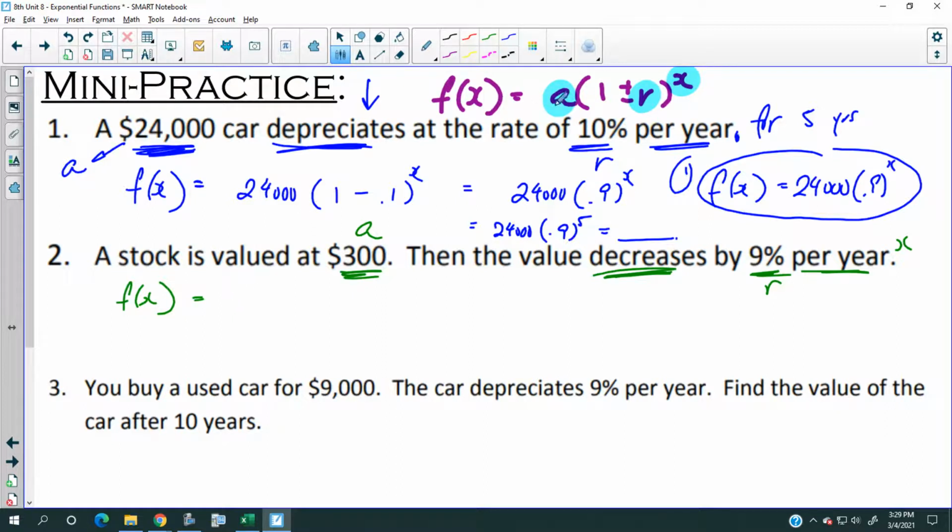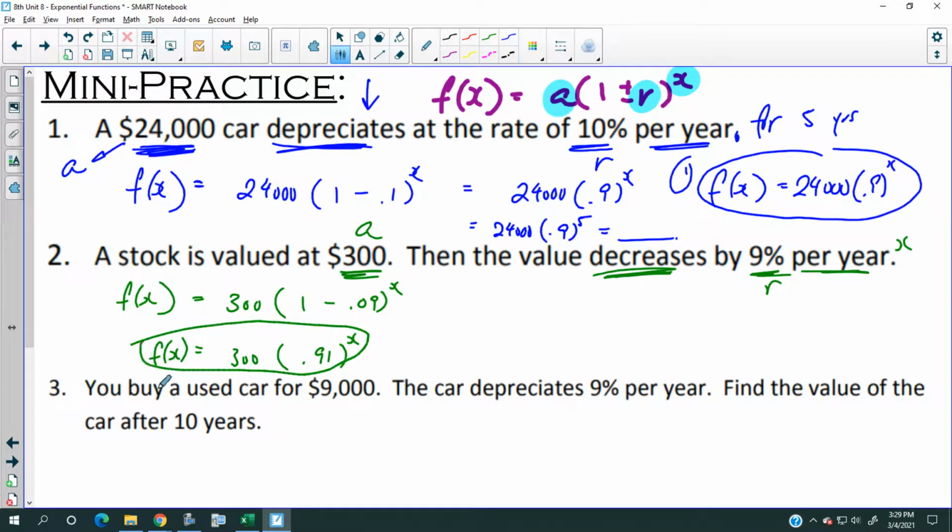So A, which is 300, times 1 minus 0.09, because it decreases by 9% per year. Now, for some questions, especially if it's multiple choice, they could leave it like this. But for our sake, because we know what 1 minus 0.09 is, we can just write it out like such. So keep it nice, neat, and complete. Okay, and that's how we write it.